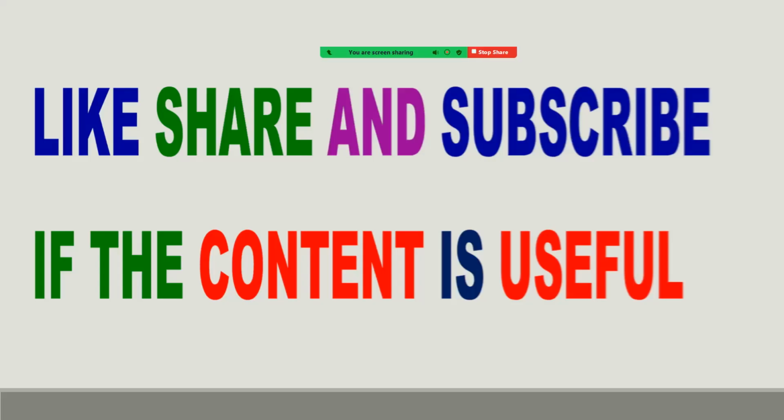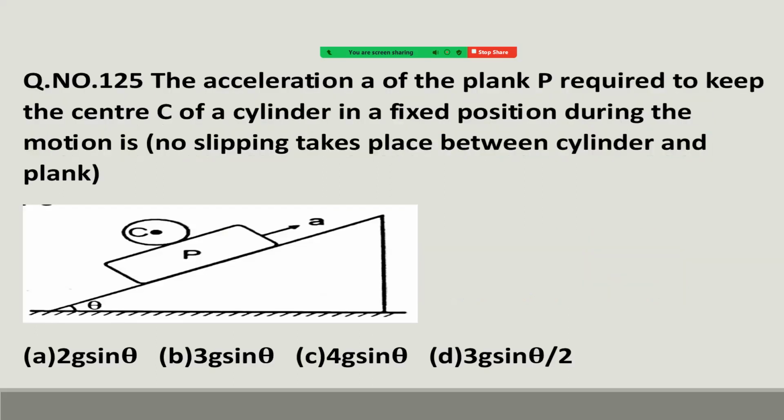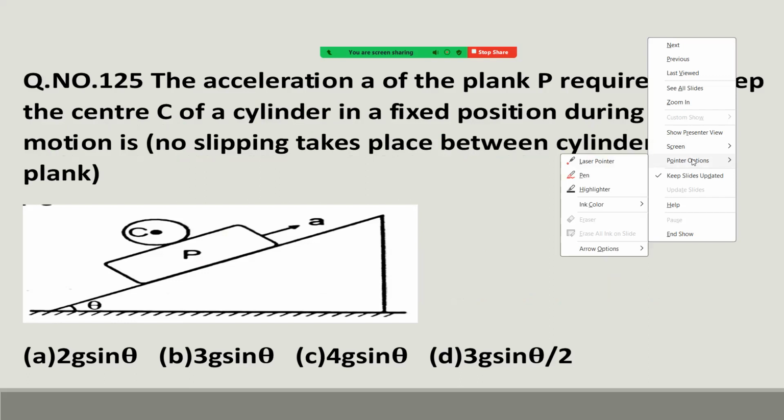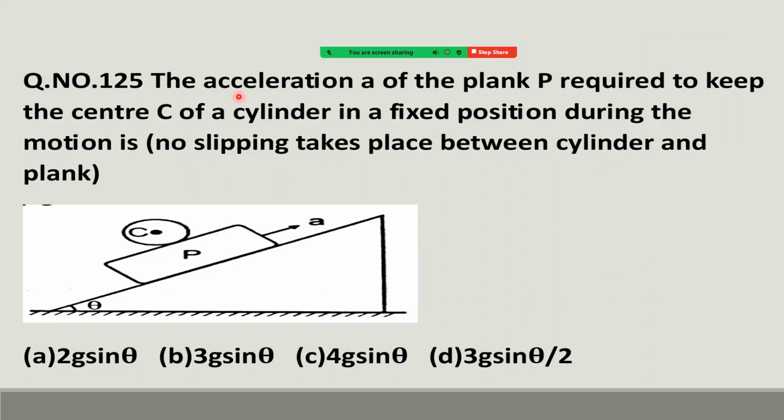Hi students. In this lecture, I am going to discuss problems. Let us see the first one. The acceleration A of the plank P required to keep the center C of a cylinder in a fixed position during the motion is... The condition is that no slipping takes place between the cylinder and plank. Okay. Let us see how to start.